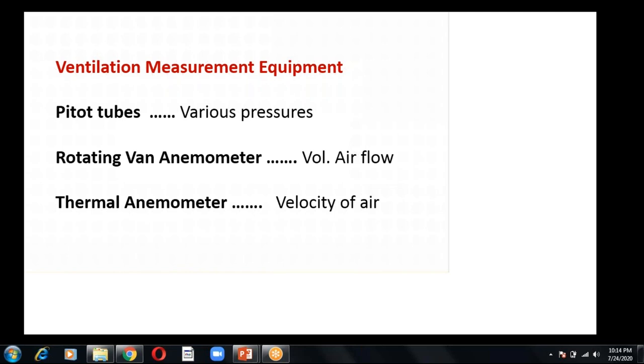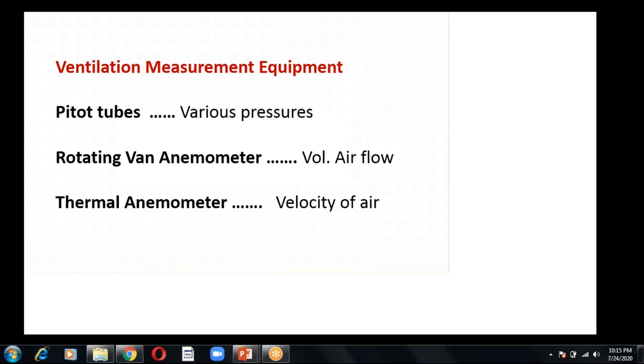Let me conclude this. Whenever the exhaust stream is hot and not very clean, and the duct size is also not very big, then you can make use of the thermal anemometer. For the rotating vane anemometer, you use it when the duct size is large, and in both scenarios you keep the thermal anemometer and the rotating anemometer almost in the middle of the duct. Now, coming toward pitot tubes: a pitot tube is mostly used when high pressures are there, when high pressure ventilation is required. So this is a general understanding about this.